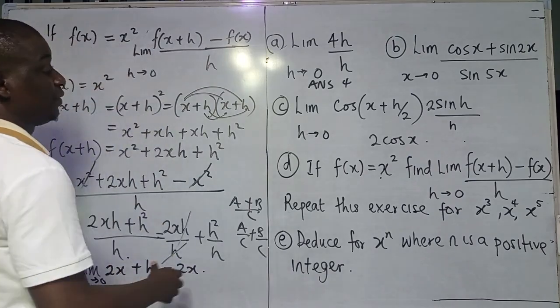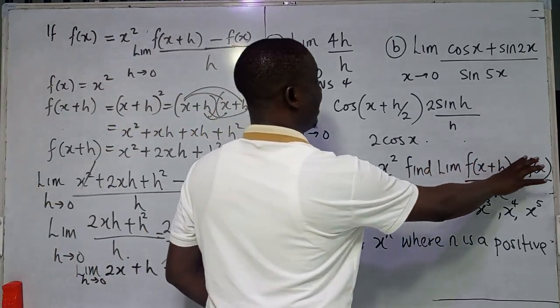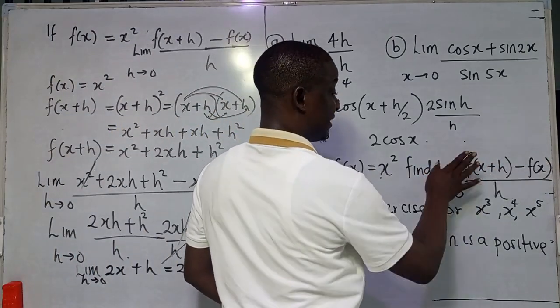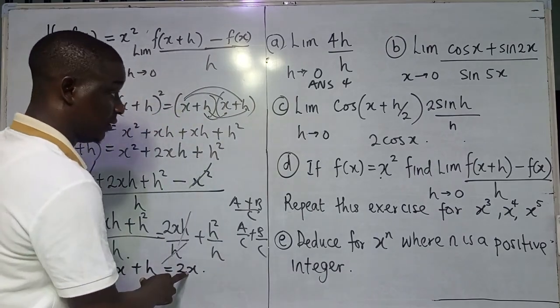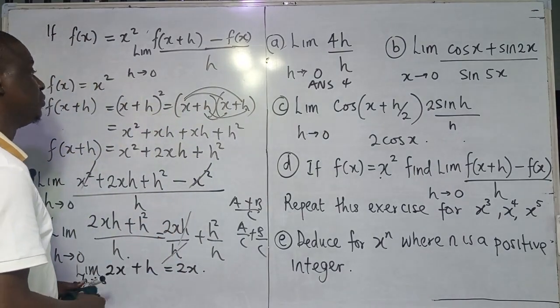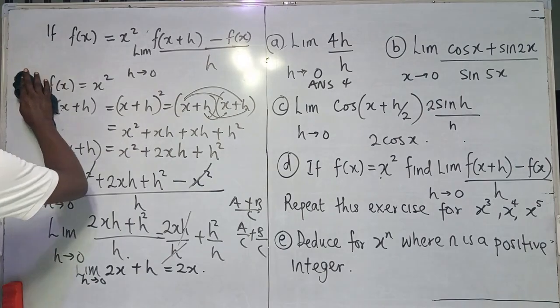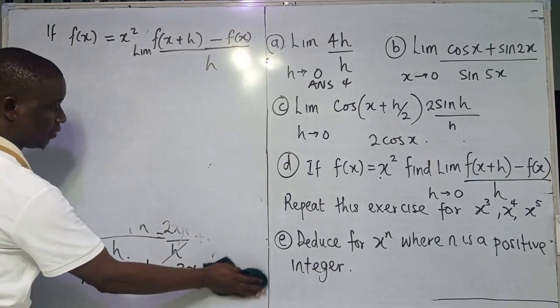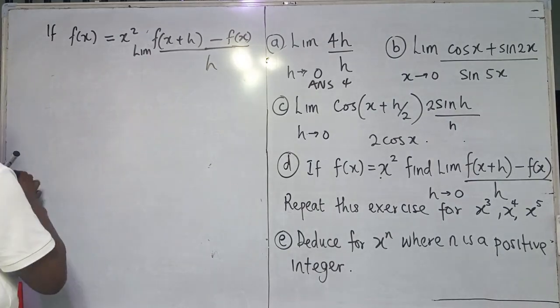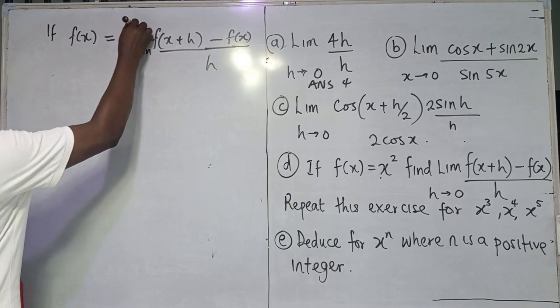So the answer to this one is 2x. And this thing that you are seeing here is more or less like first principle, because if you differentiate this one now, you are going to have 2x normally. So it is more or less like first principle. Now let's go to x cube. How do we do that for x cube? Using the same method.